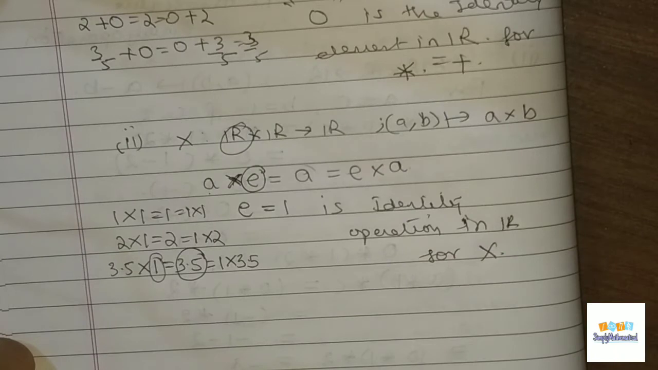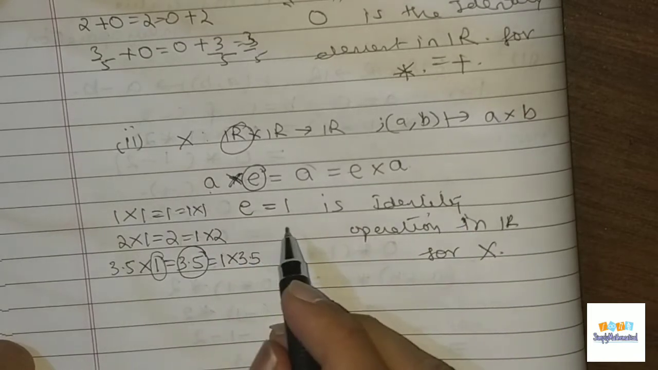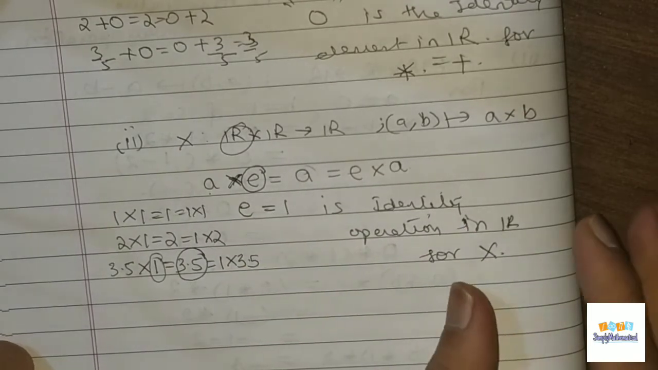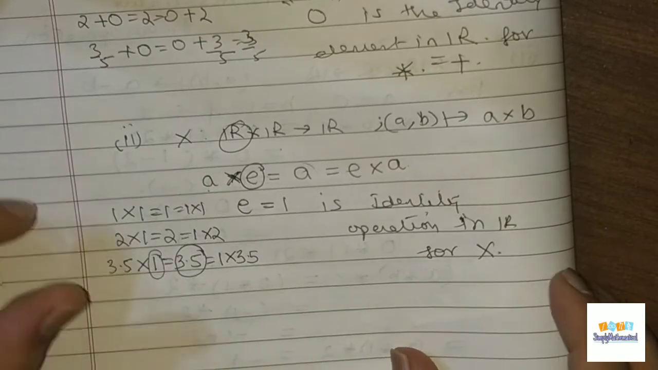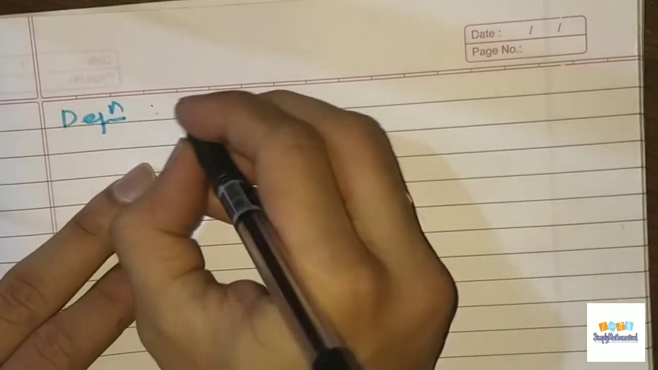So this is one example of an operation which has an identity element, which is 1 in this case. Like that you can have many more examples. Now let us look at the next definition, which is invertible functions. Not invertible functions, sorry, invertible elements. Let us look at the definition of invertible elements.